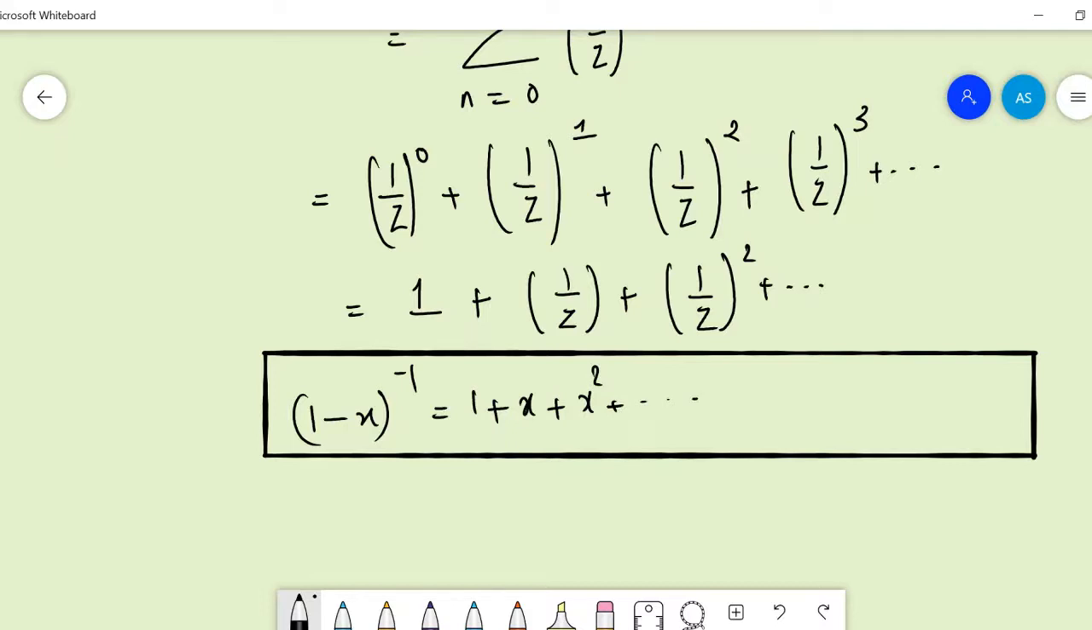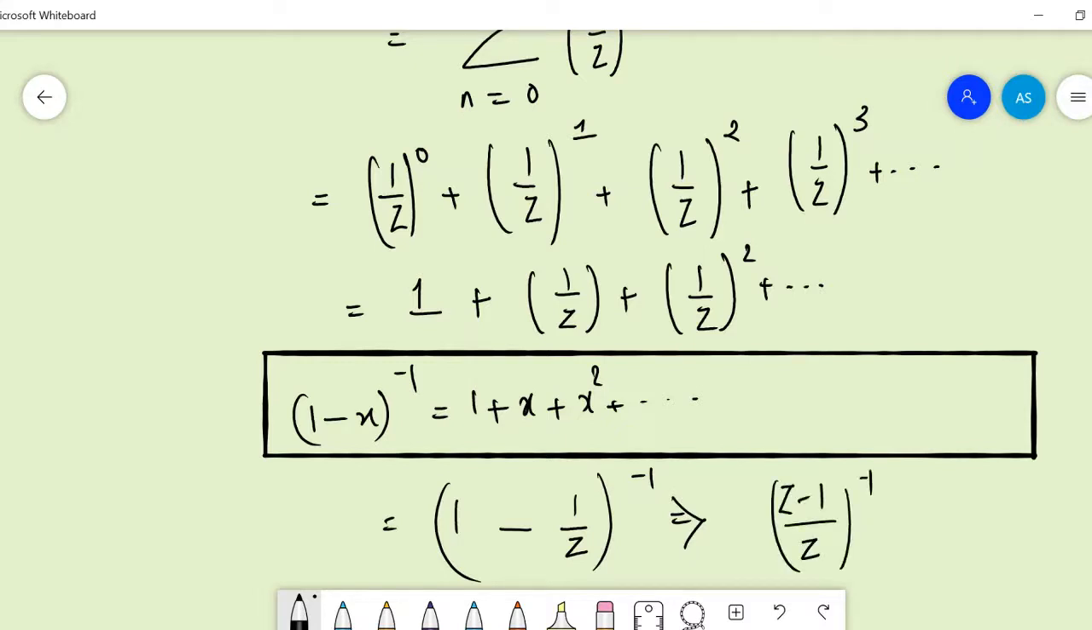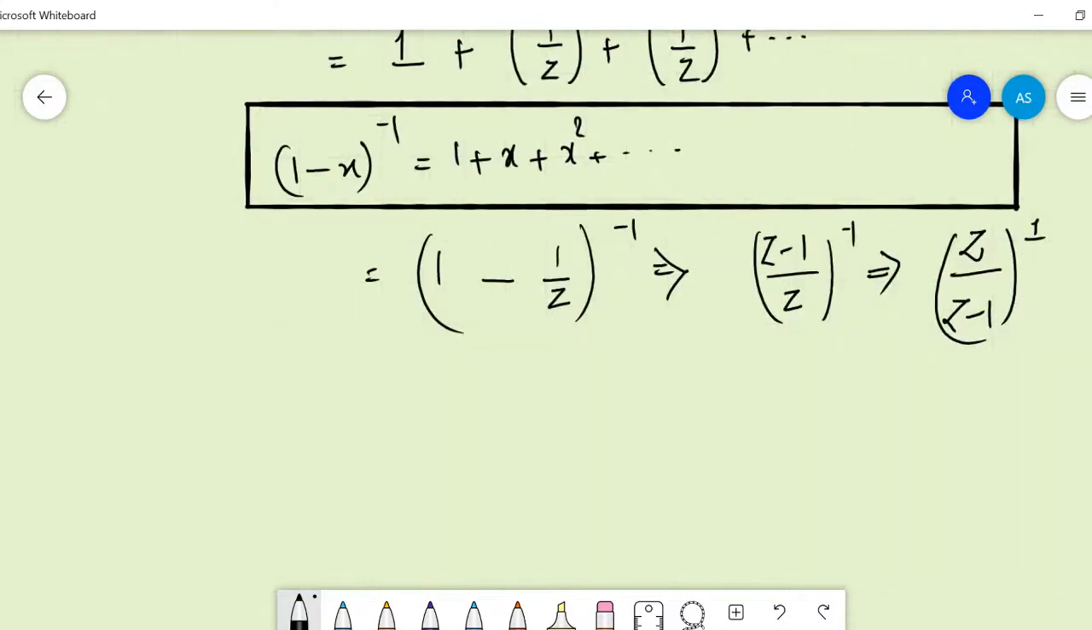So the generalization of this series is 1 minus x whole power minus 1. So 1 minus x is 1 minus 1 by z, whole power minus 1. Taking LCM, z minus 1 by z whole power minus 1. Doing reciprocal, z by z minus 1. The power should be changed to positive 1. So hence Z transform of 1 is z by z minus 1.